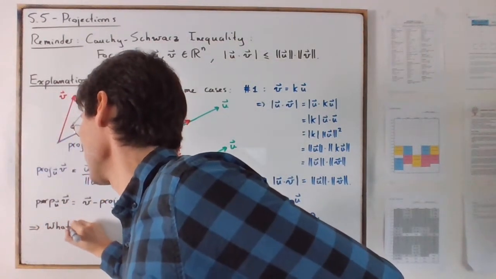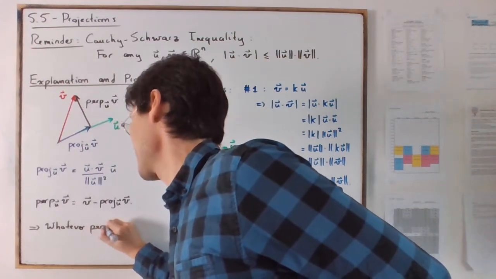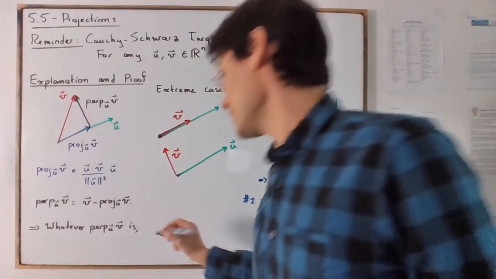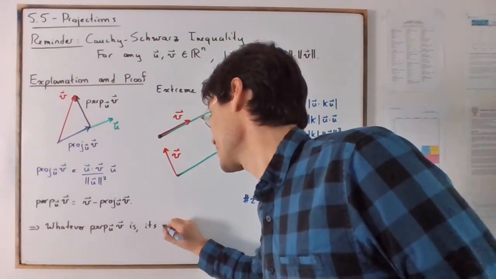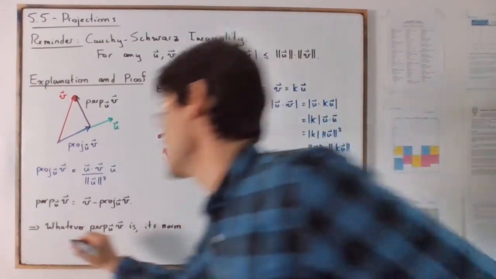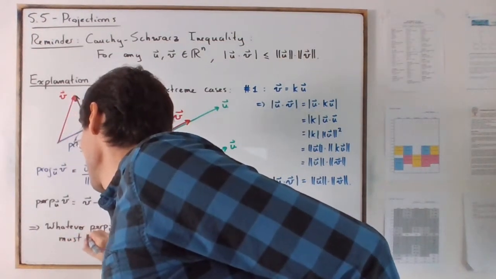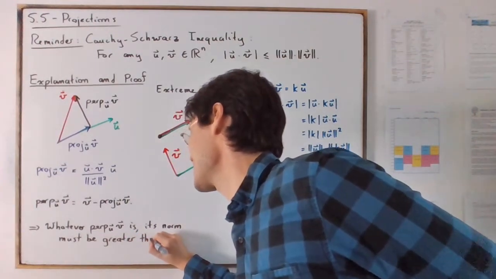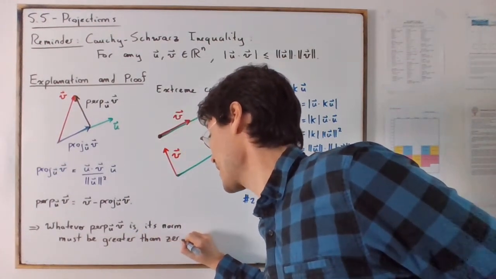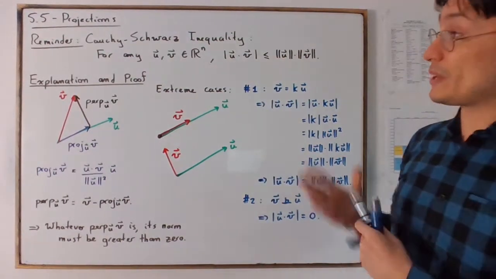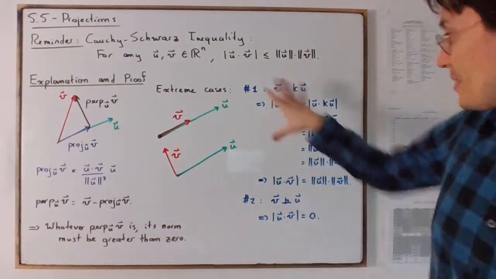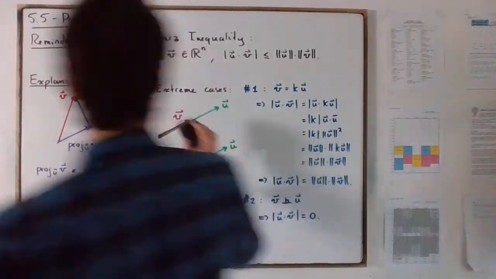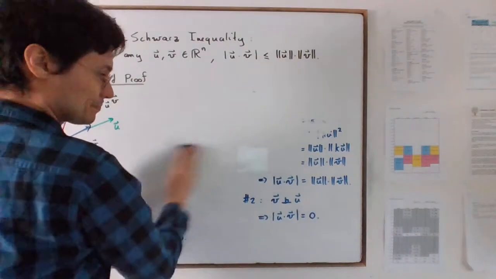Let's actually write this down. Whatever perp u of v is, its norm must be greater than or equal to 0. Now that we have this laid out, let's erase the extreme cases because I will use that space to do the proof, but I like these two formulas, so I will leave them on the board.